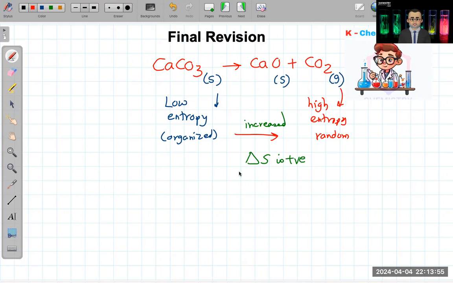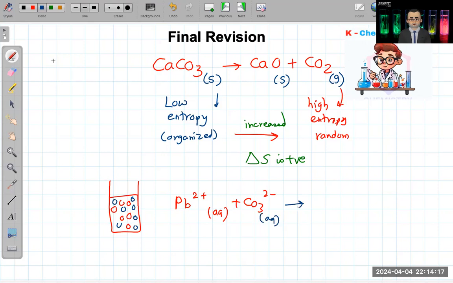What if I change it, for example, from lead two plus? This is an aqueous solution of lead ions, which means I have a beaker here with lead ions dispersed in the solution. And when it reacts with carbonate ions, it forms lead carbonate. What about lead carbonate? Is it dispersed? No, I will see that lead carbonate settles at the end, which means it is precipitated.